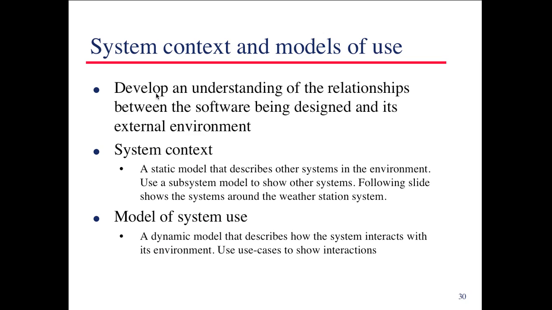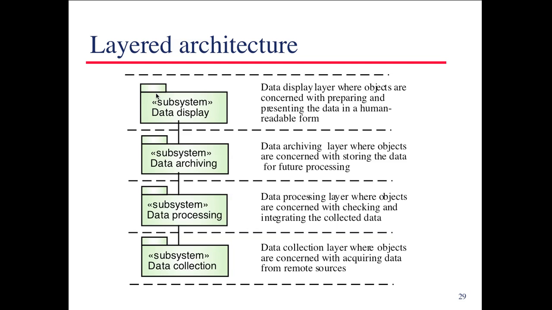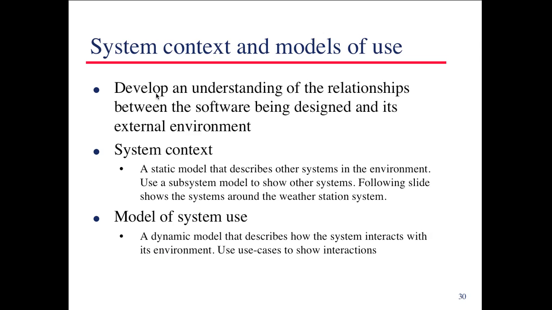So now we're going to develop an understanding of the relationships between the software being designed and its external environment. We can look at the system context. So we have a static model that describes other systems. We can use a model of the system use. So now you're actually looking at different levels of abstraction that can then be applied towards the design. And remember, just keep in the back of your head, the only reason why you're doing any of this is because you want to understand the system. You're trying to gain a better understanding of it. You would probably start out with a lower level of detail, I'm assuming most of you would, in terms of that representation.